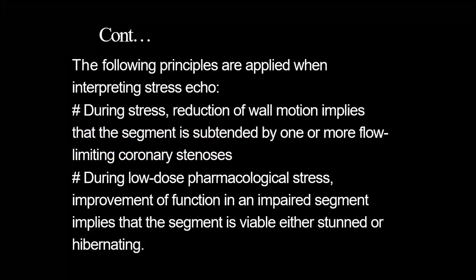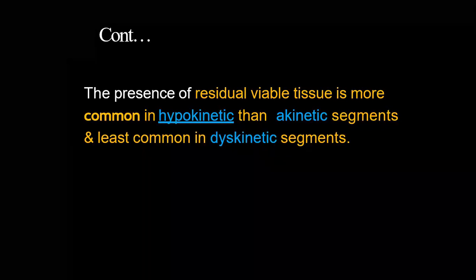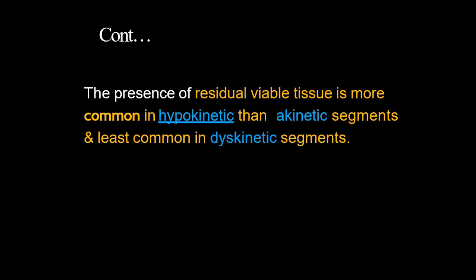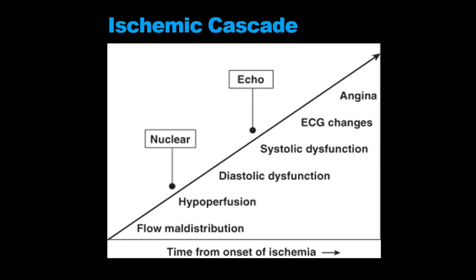The following principles are applied when interpreting stress echo. During stress, reduction of wall motion implies that the segment is subtended by one or more flow-limiting coronary stenosis. During low-dose pharmacological stress, improvement of function in an impaired segment implies that the segment is viable, either stunned or hibernating. The presence of residual viable tissue is more common in hypokinetic than akinetic segments, least common in dyskinetic segments.